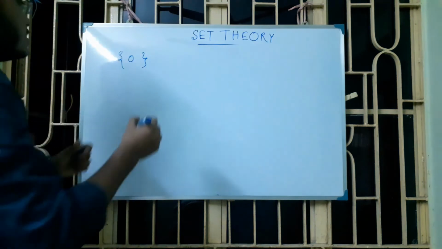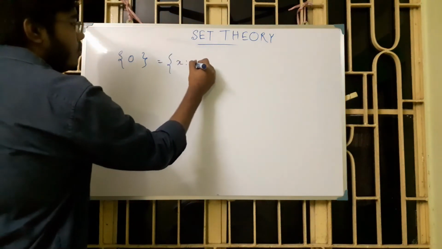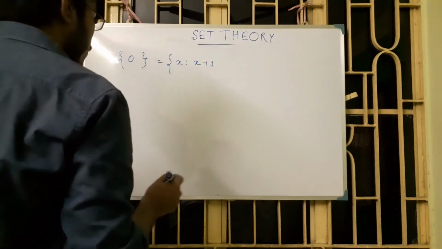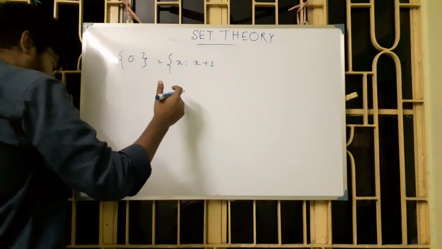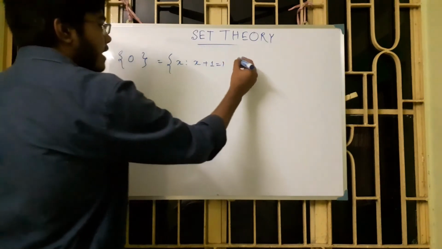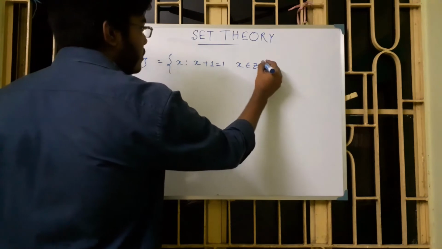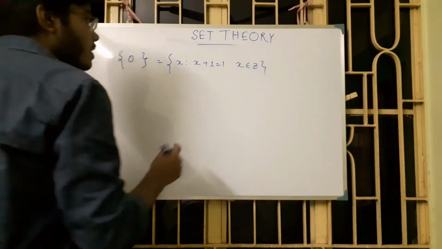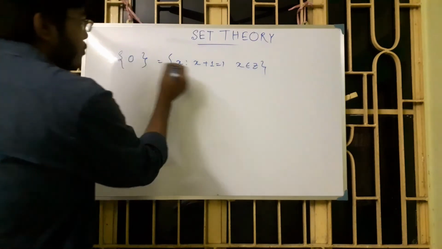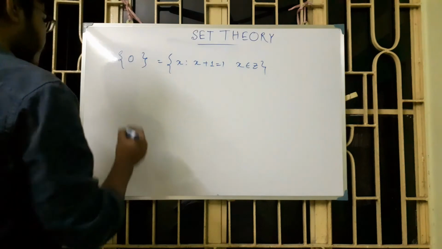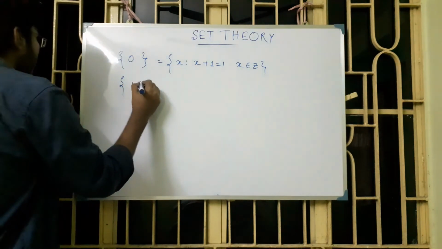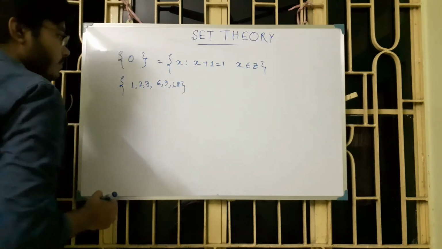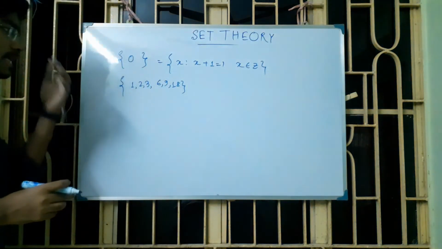Now, how can we represent x? Let's say x plus 1 equal to 1, and x belongs to z. X is an integer and x plus 1 equal to 1. Okay, this is 0, 0 plus 1, and if this is 1, 2, 3, 6, 9, 18. How can we represent this set? 1, 2, 3, 6, 9, 18.